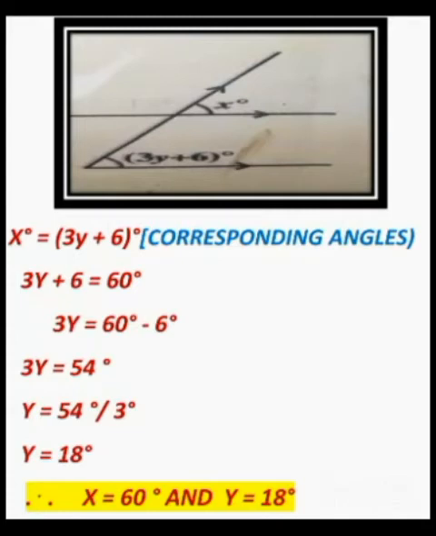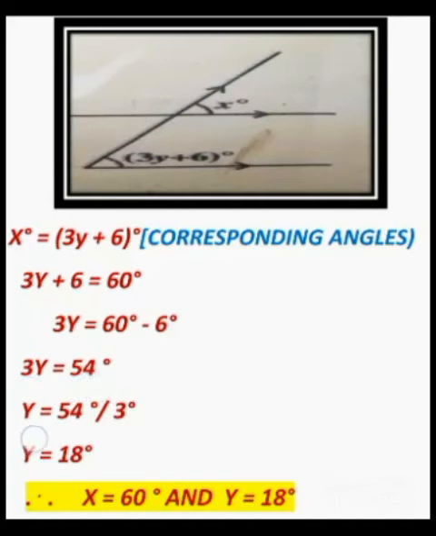Okay, now you have to find out the value of y. So 3y plus 6 is equal to the x value. How much did you get, children? 60 degrees, isn't it? So 3y plus 6 is equal to 60 degrees. Now we have to find out the value of y. So first let us transpose 6 to the right hand side. Then you will get 3y is equal to 60 degrees minus 6 degrees. So 3y is equal to 54 degrees.